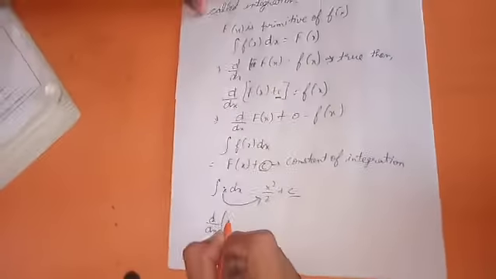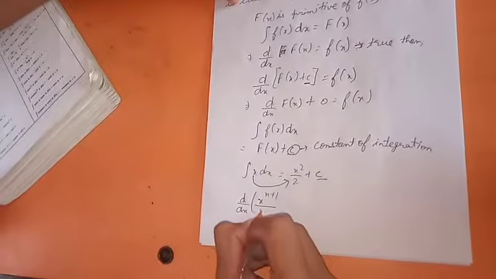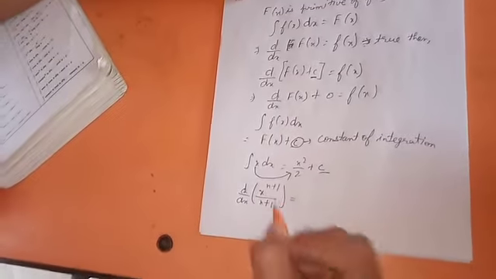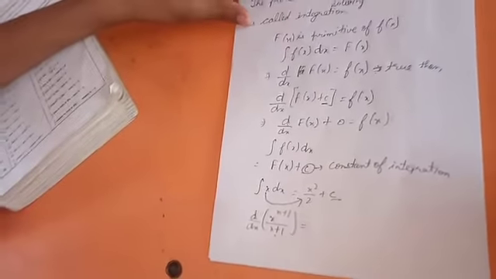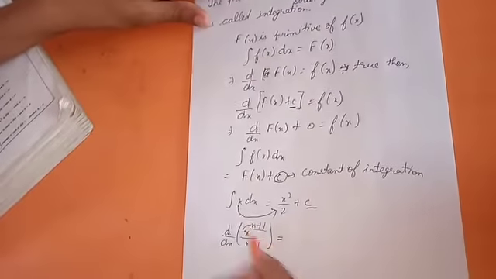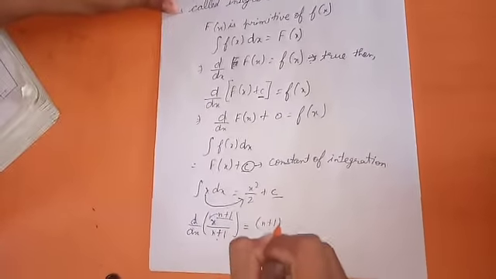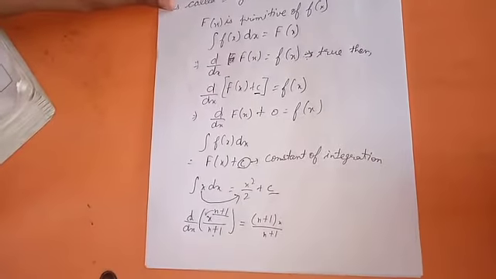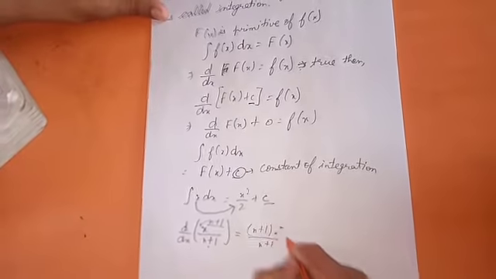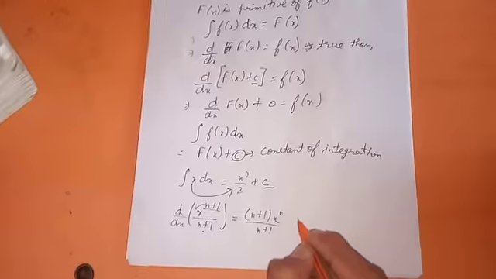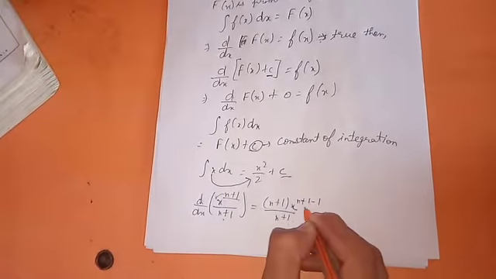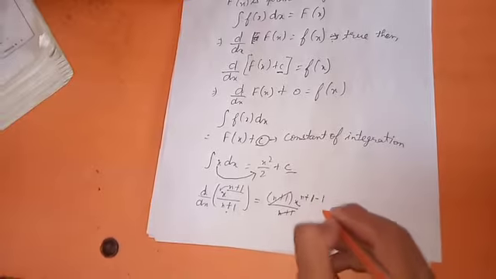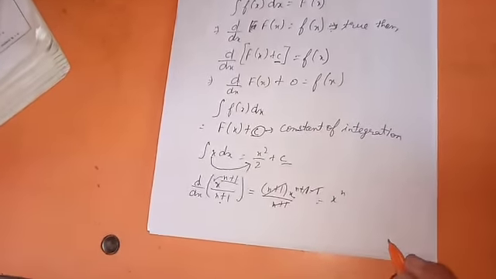Now if we do d by dx of x raised to power n plus 1 by n plus 1, we have to do its differentiation. While differentiating, the constant remains the same. The power of our variable comes in front, that will be n plus 1 into x by n plus 1, and it will be raised to power n. Why power n? Because the power of our variable decreases by 1, so this will cancel this, and we will get x raised to power n. Understood?